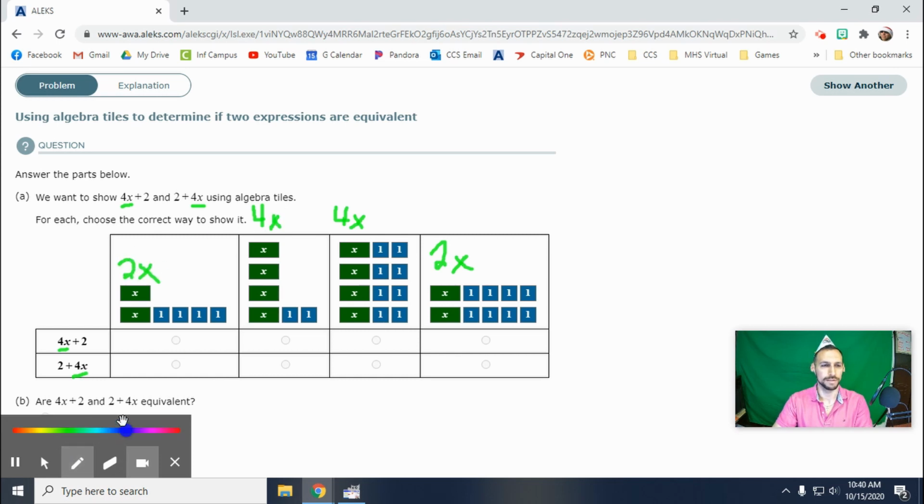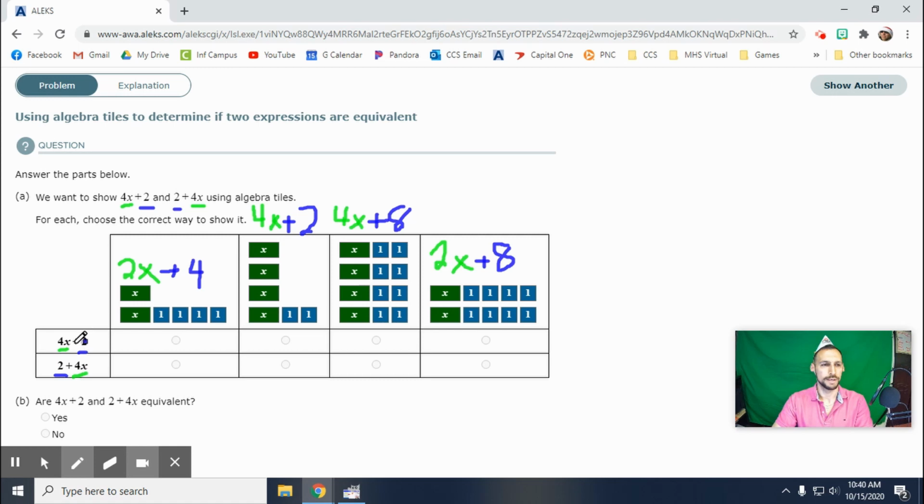And then let's represent our constants, just our numbers. So we have 8 ones here, so 2x plus 8. We have 8 ones here, so 4x plus 8. We have 2 constants here, so 4x plus 2. And we have 4 constants here, so 2x plus 4. So we're looking for 4 x's, 2 constants. This is our first expression. And then 2 constants, 4 x's. So this is our second expression.